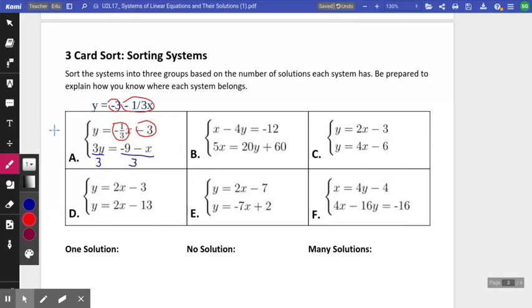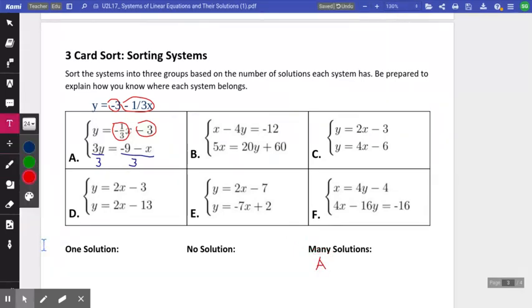Because we've identified that these are equivalent equations, I don't have to solve anything. Because I've identified they're equivalent equations, what does that tell me about the number of solutions? Where should that system go? Well, they're equivalent equations. That means if something's a solution for one of the equations, it's got to be a solution for the other equation. That would mean that system A here has many solutions.